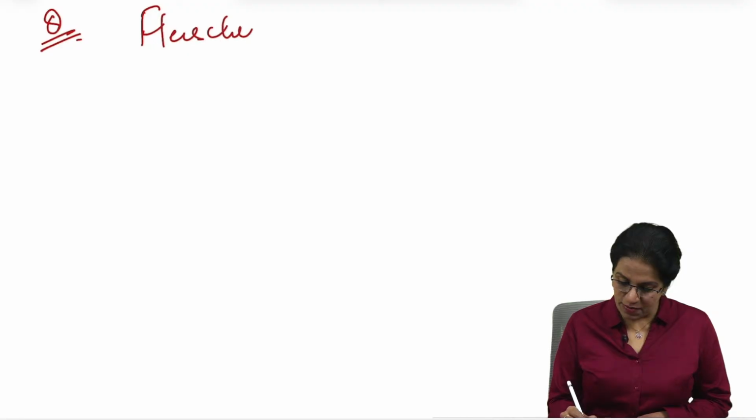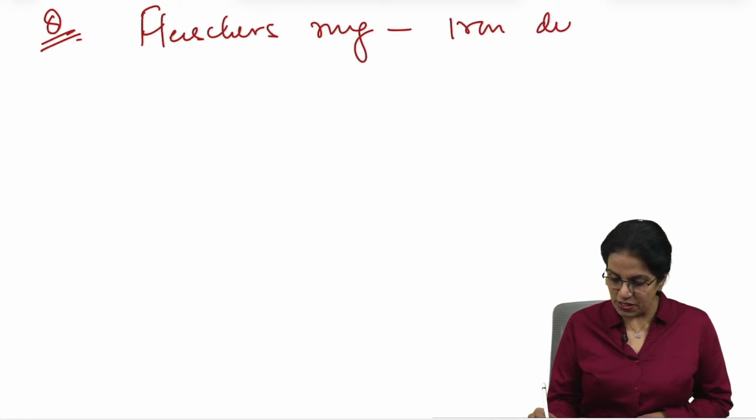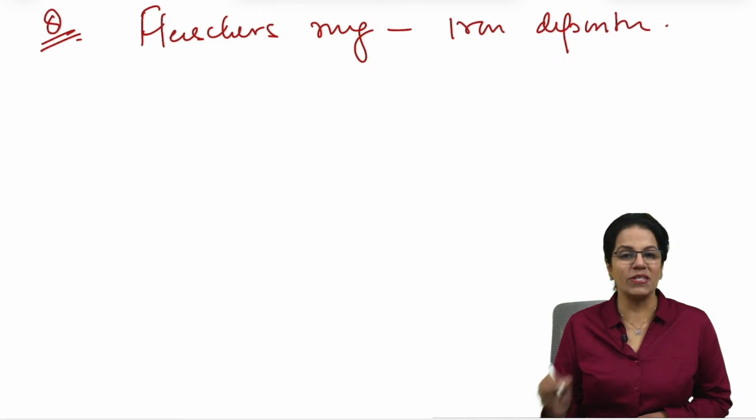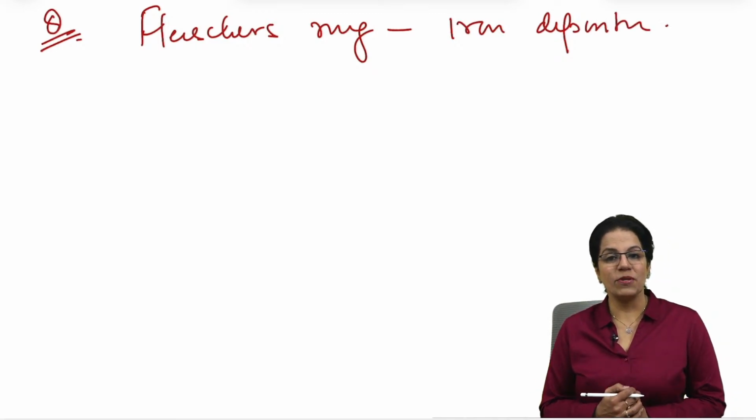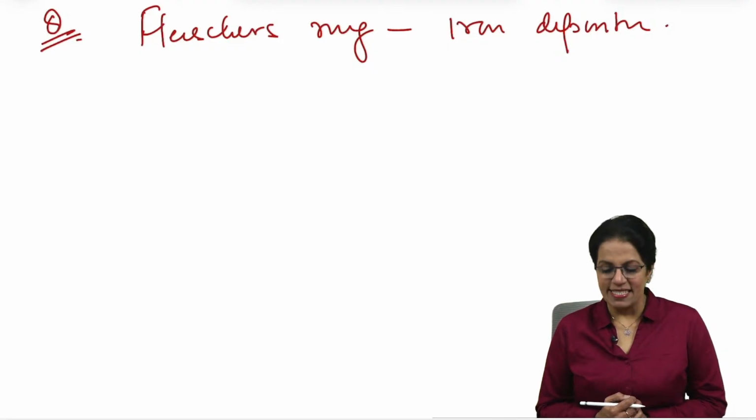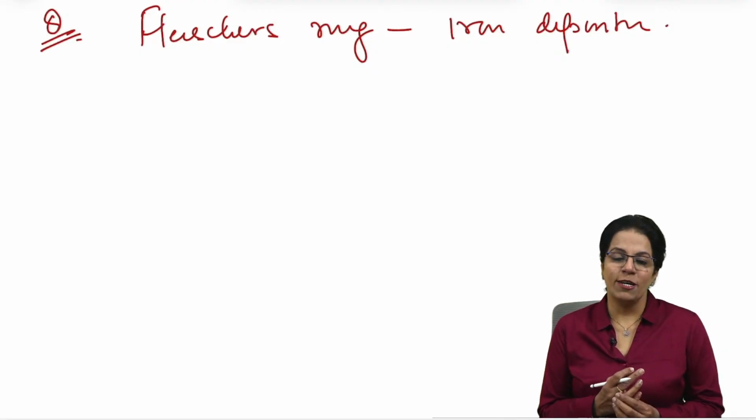We will see the image also. We all know this is iron deposition. Iron deposition at the base of the cone is called Fleischer's ring. It is not a case of Fleischer, we all know this. Isn't it? We know this? Okay, so these are some questions.